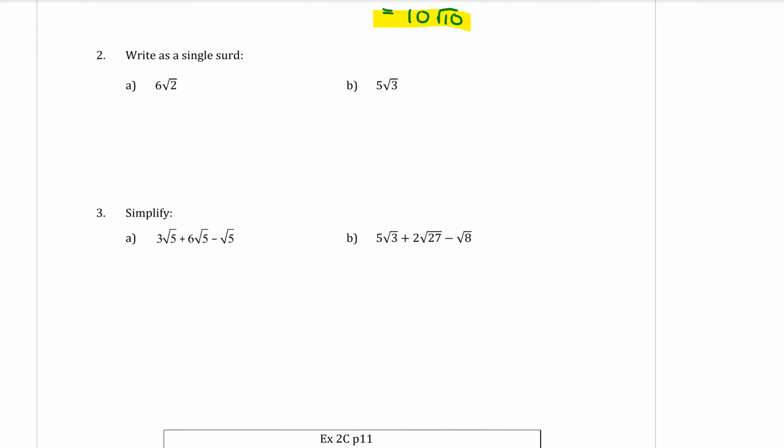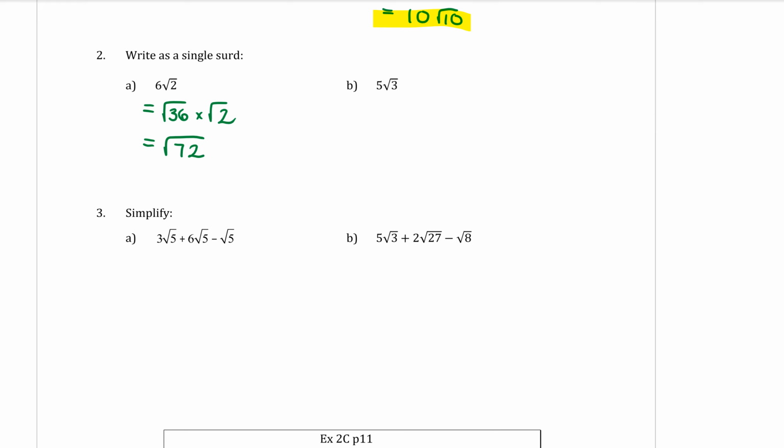So what I do is the 6, I want to square that. 6 squared is 36. 6 is the same as square root of 36. Okay? And I have that times by the square root of 2. And like I said, I'm reversing what I was doing before because I can push those two surds together to make 1 just times the numbers underneath. 36 times 2 is 72.